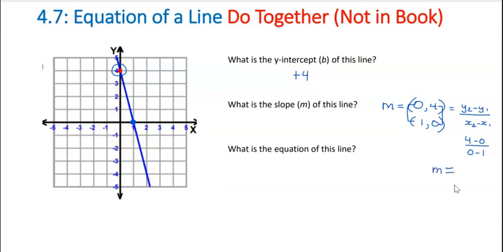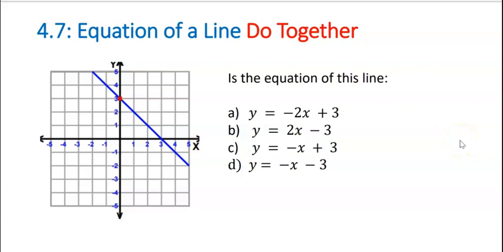Our slope will be 4 over negative 1, which is negative 4. And we can see that's true because we can see it's going downwards. So our slope is negative 4. Once we have the slope and we have the y-intercept, we have our equation. Y is equal to mx plus b. Y is equal to negative 4x, that's our slope, and plus 4 is our y-intercept, or our b.